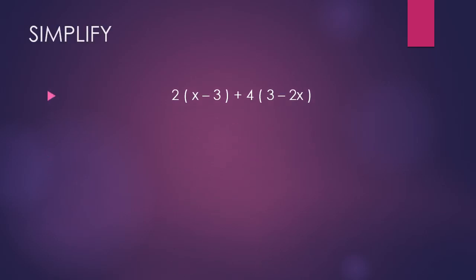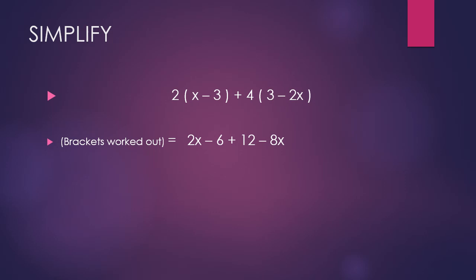Children, now we are moving on to an example. You have to simplify this given question. First, what you have to do here is solve the brackets. Here you can see two brackets. We have to solve these brackets first. Now let's start from the left hand side.